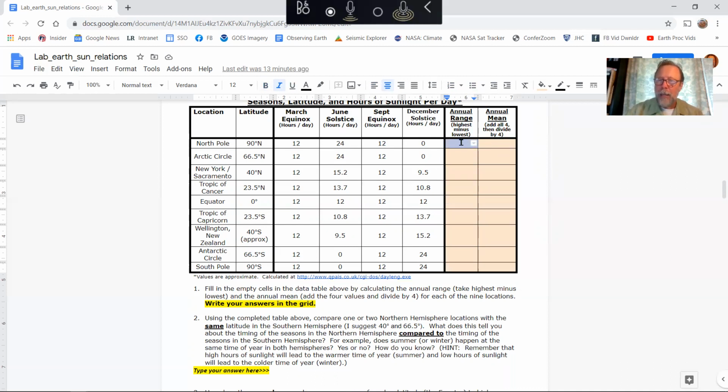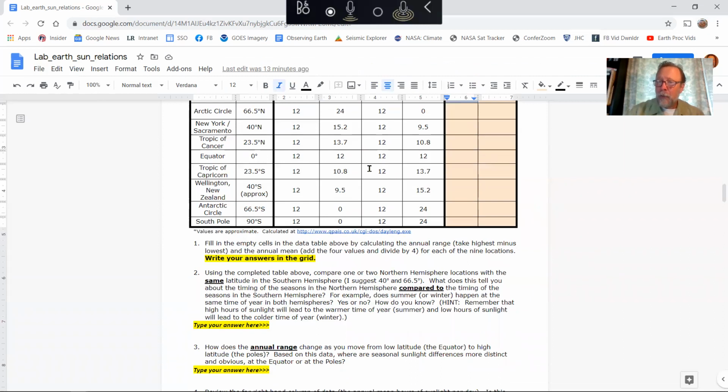How do I get the annual range? Well, highest minus lowest of these numbers. So what's the highest? Clearly 24. What's the lowest? 0. 24 minus 0 is what? 24 would go there.